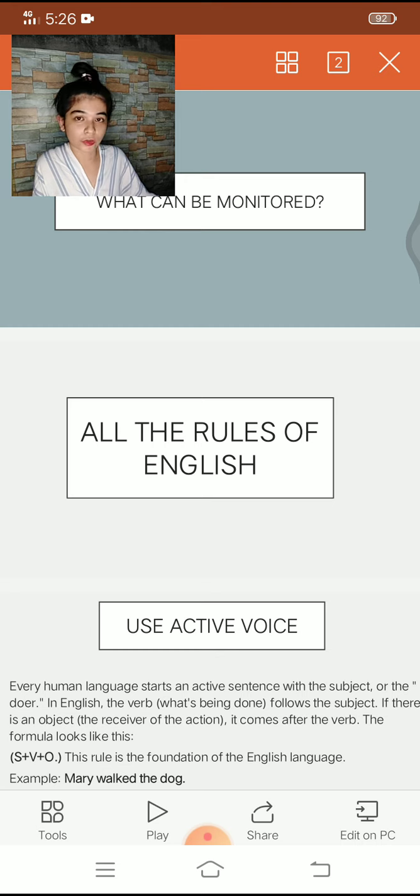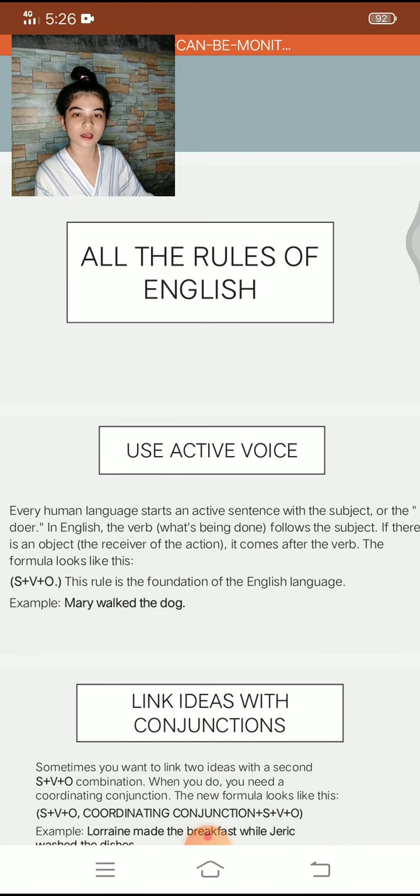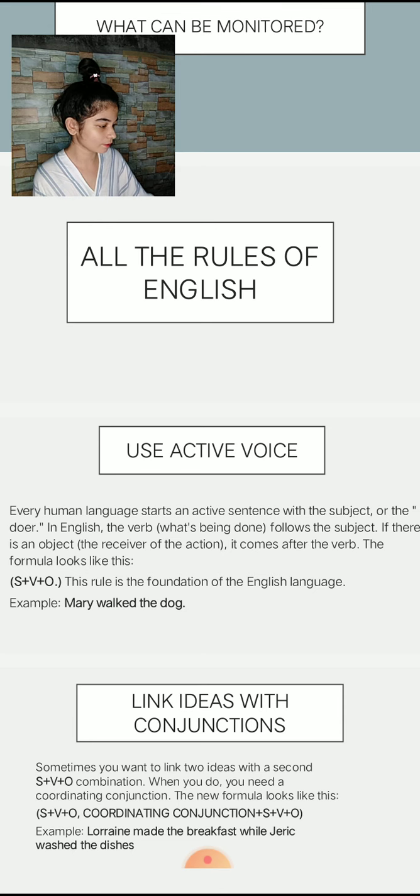What can be monitored. So here in this topic, we will look at the rules of English grammar. First, we have these 11 rules of English. The first is to use active voice.